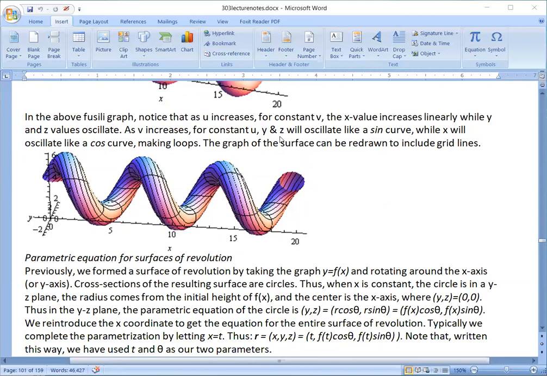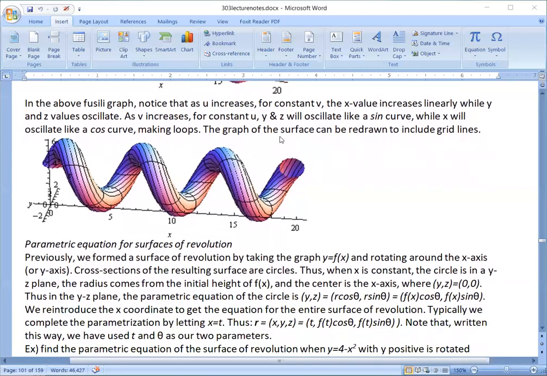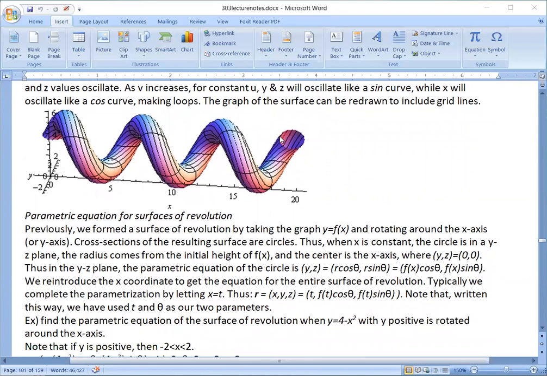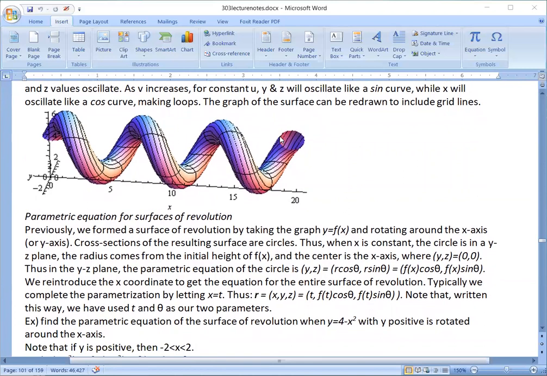Okay. So let's look at a specific example of how this works. Let's say we've got y equals 4 minus x squared, and we take only the y positive part of that, and then we rotate it around the x-axis. Let's find the parametric equation for that surface. The first thing we want to do is notice that if y is positive, that immediately tells you that x goes from -2 to 2.